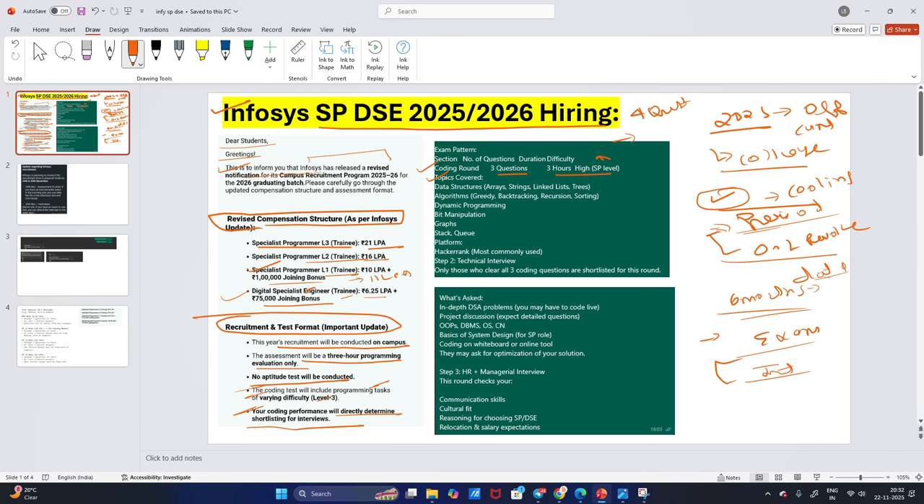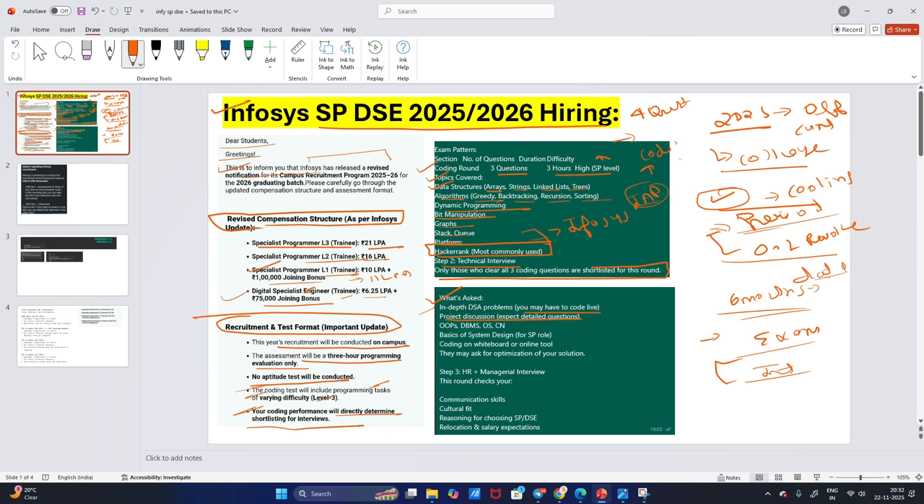Topics covered are data structures: array, string, linked list, tree. Algorithms consist of greedy, backtracking, recursion, sorting, dynamic programming, bit manipulation, graph, stack, queue. The platform is HackerRank, most commonly used. Step 2 is the technical interview. Only those who clear the 3 coding questions are shortlisted for the interview. The platform is the Infosys IAP platform, most probably the Infosys assessment platform, on which the coding examination will be conducted. What do they ask? In-depth DSA problems; you may have to code live.